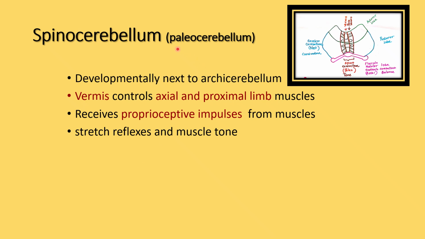Spinocerebellum, or paleocerebellum, is developmentally next to the archicerebellum. The vermis controls the axial and proximal limb muscles. Vermis and paravermis are combinedly called the spinocerebellum. It receives proprioceptive impulses from the muscle. It is important to regulate muscle tone and stretch reflexes.